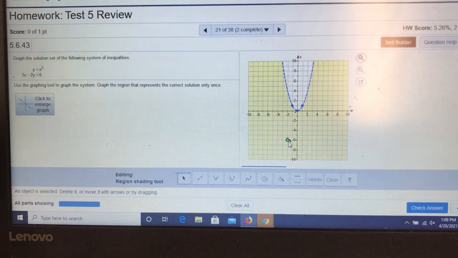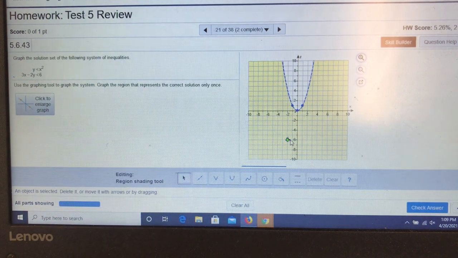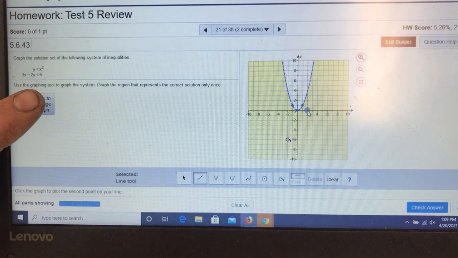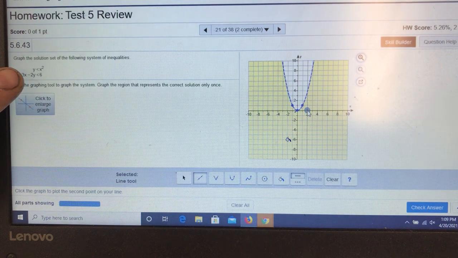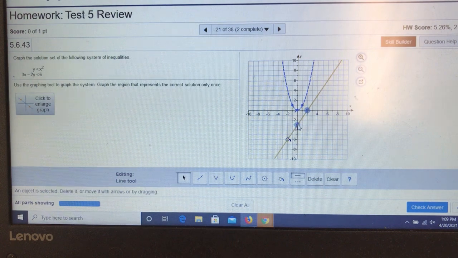Okay. Now the other one's a line. If I let y be 0, 3x is 6, so x would be 2. So let's click a line here. Now I've got a 2 right there. If I let x be 0, negative 2y is 6, so y would be negative 3. That's going to be right there. And it should be dotted.